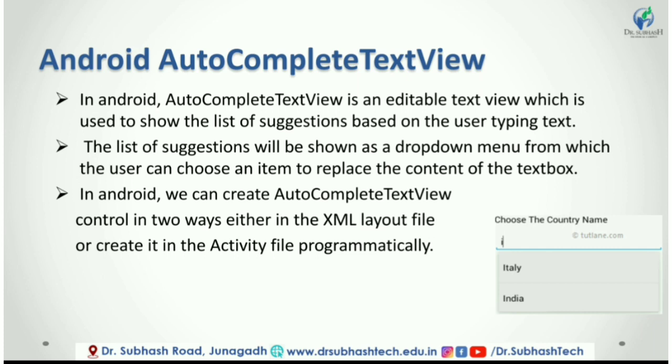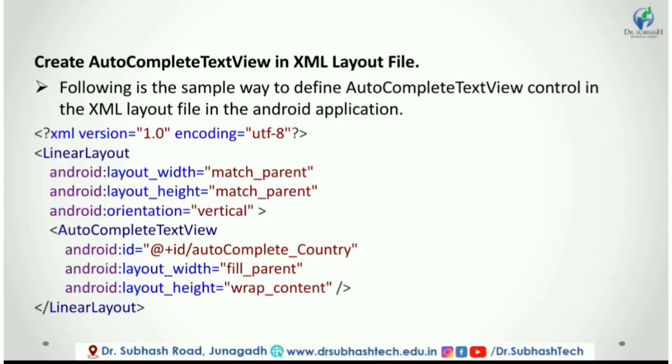In Android, we can create autocomplete text view control in two ways, either in the XML layout file or programmatically in the activity file. So the first way is to create autocomplete text view in the XML layout file. Following is the sample way to define autocomplete text view control in the XML layout file in the Android application. If you observe the above code snippet, here we define autocomplete text view control in the XML layout file.